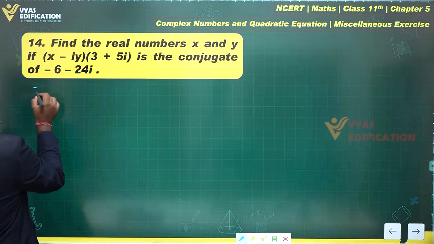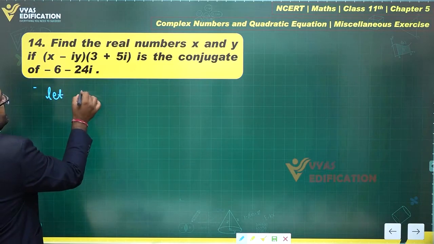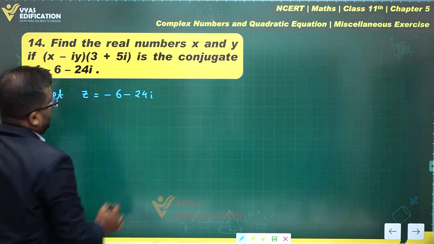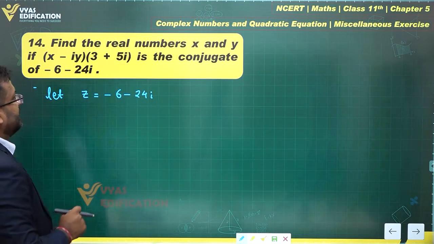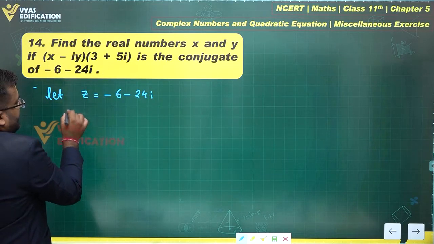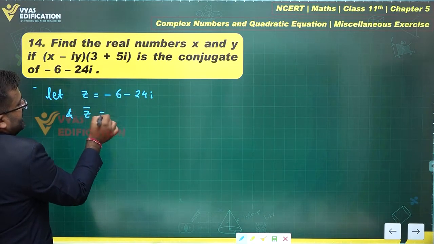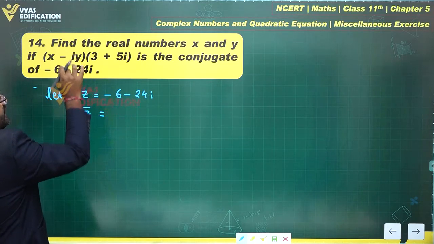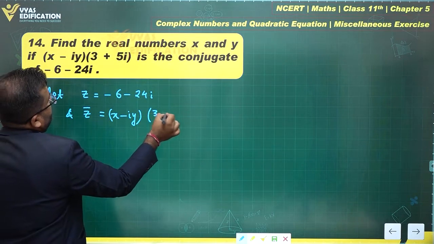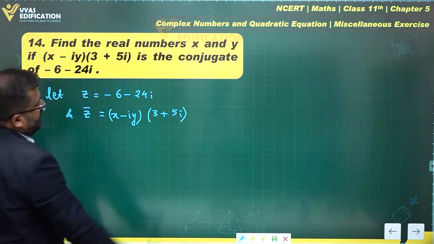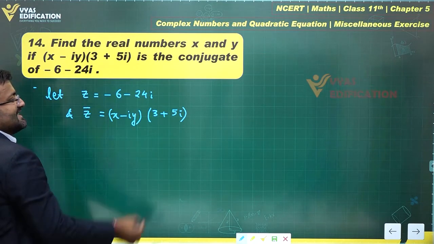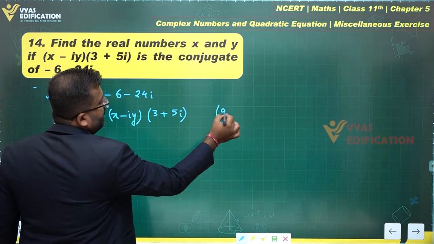Let z equal minus 6 minus 24i. This is a complex number given, and this whole thing is the conjugate of this. Therefore, z bar is equal to, since the conjugate of this is this, (x minus iy) times (3 plus 5i). This is given to me, right? Z bar equals this. This is also given.